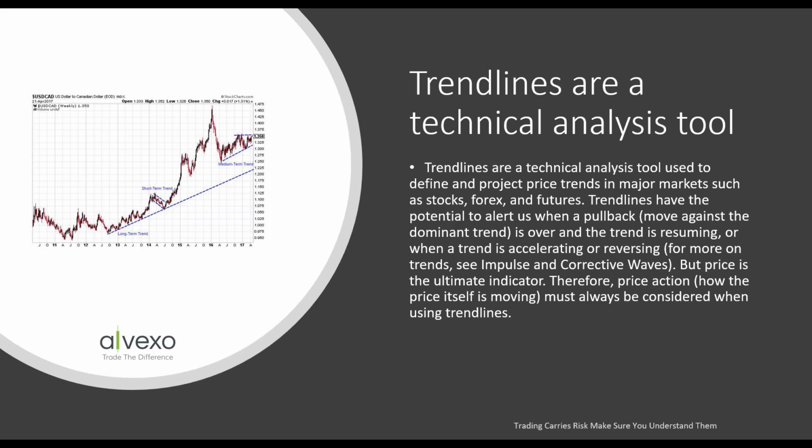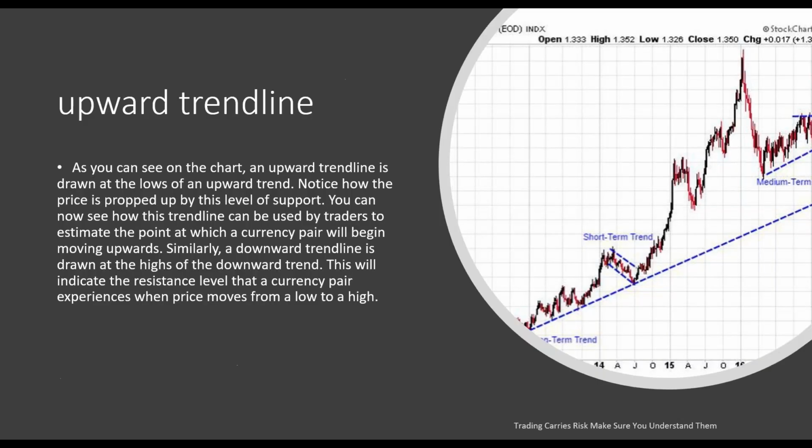Trend lines are a technical analysis tool used to define and project price trends in major markets such as stocks, Forex, and futures. Trend lines have the potential to alert us of a pullback, or when a pullback is over, or the trend is resuming, or when a trend is accelerating or reversing. But price is the ultimate indicator. Therefore, price action must always be considered when using trend lines.